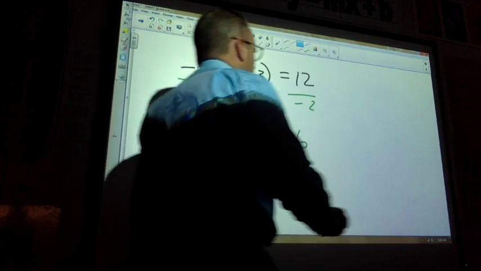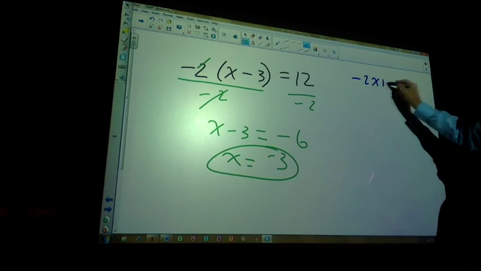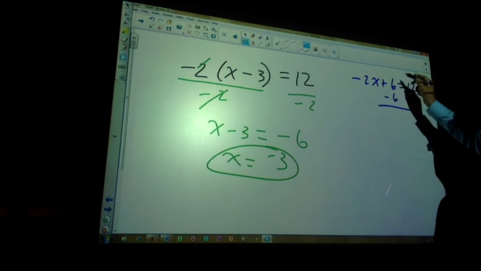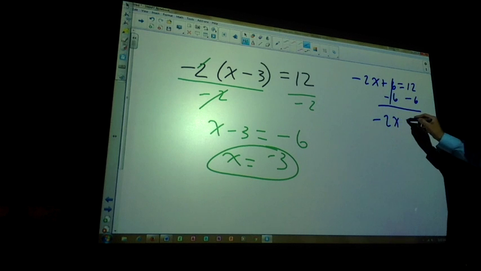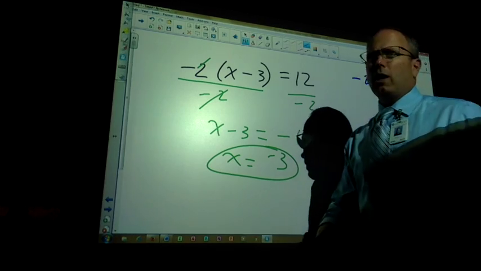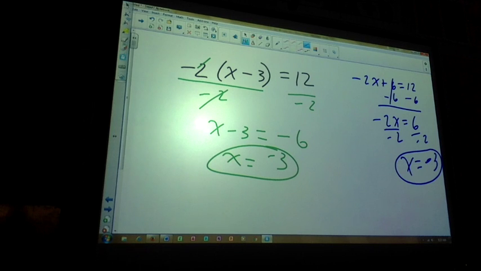Some of you who are still the doubters, I should have distributed over the parentheses and subtracted 6. Those cancel. So I get negative 2x is equal to 6. Divided by negative 2, x is equal to negative 3. Same answer, two different ways to approach the problem. What's the better way? Your choice. I think the way on the left really does make it a little bit shorter in the long run, but let's face it, this doesn't take that long to do.